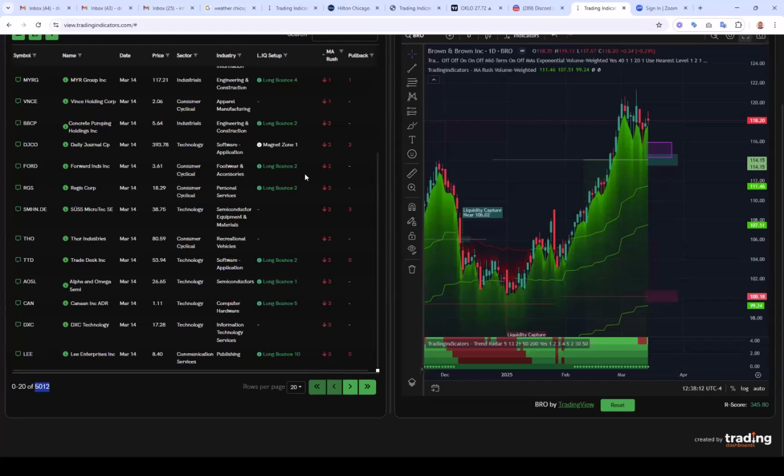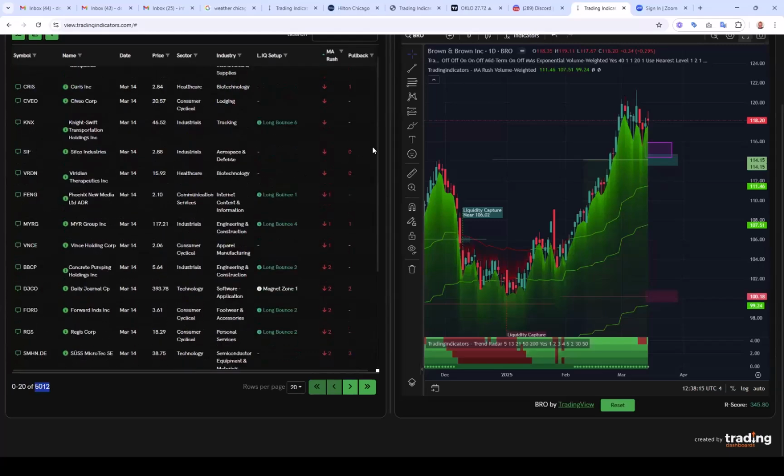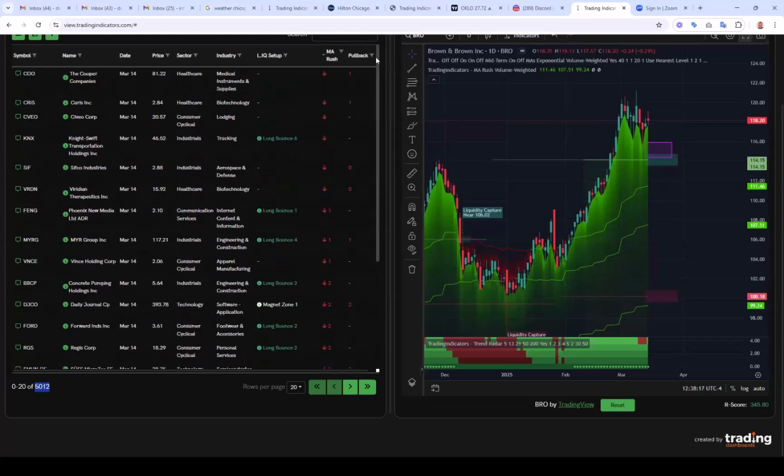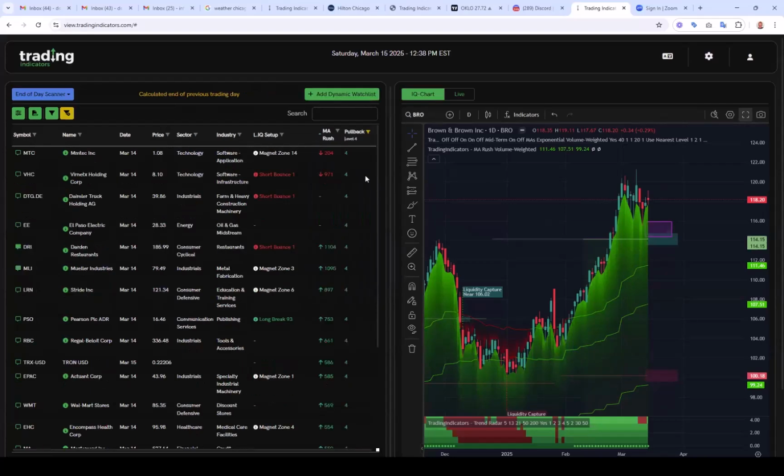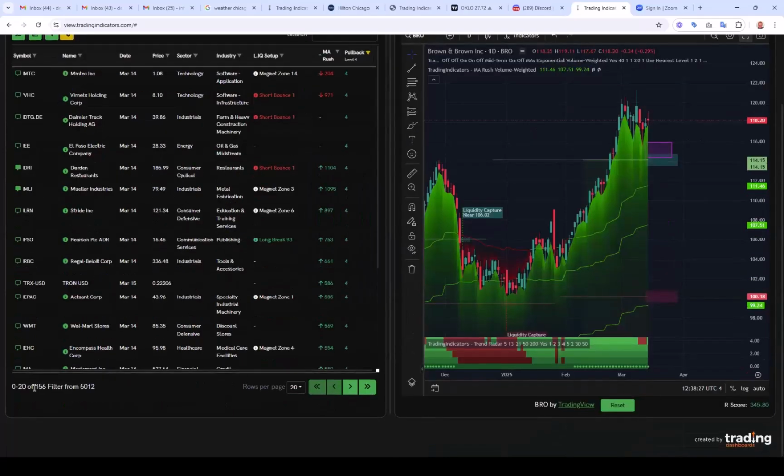Okay, so we are looking for a bounce setup together with a level 4 pullback. How can we find these? Well, let's start with the pullback. I'm going to go to our pullback column here and select level 4 bullish pullback. All right, done. So now we're down to only 156 stocks. Wow, that's already a big filtering. Okay, but that's not enough.